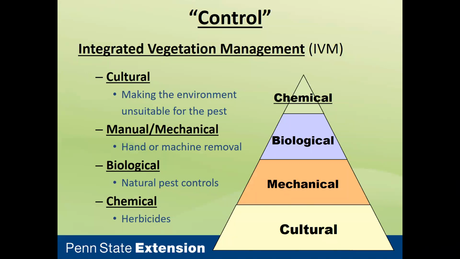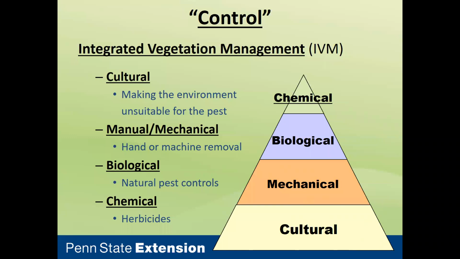So let's shift gears a little bit here and talk about control. And we're going to talk about it from an IPM approach, or an integrated pest management approach. And when we talk about vegetation, we're going to use the term integrated vegetation management, or IVM. And when we look at the pyramid, we start at the bottom of the pyramid with cultural controls, and as we move up, we get to more complicated interventions, so mechanical, biological, and then at the top of the pyramid, we think about chemical control.